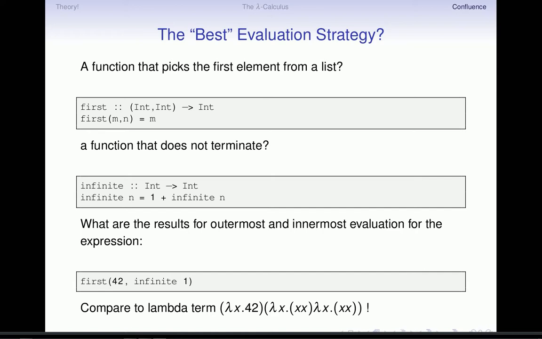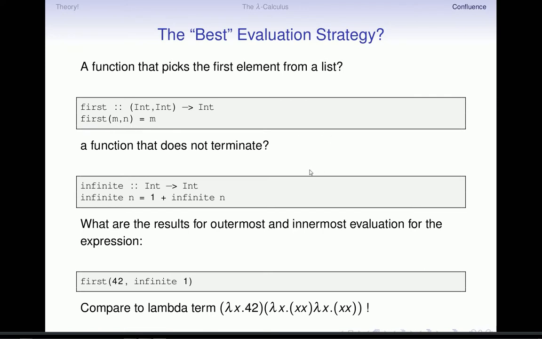A function that picks the first element from a pair. Let's consider that function. It's a simple function, we call it first. It is called on a pair of integers and returns an integer. The definition is first of the pair m n is m.